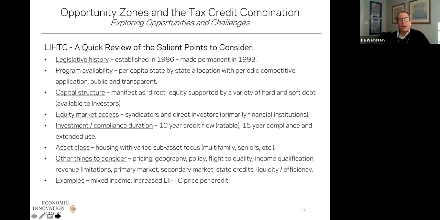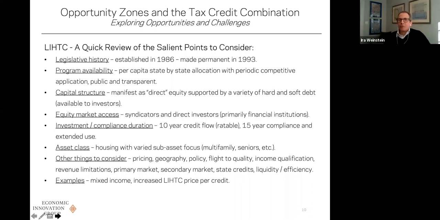Program availability, this one is unique to the others. It's a per capita state-by-state allocation, and it is competed within each state. The applications are pretty rigorous. The process is certainly public and transparent. And as a result, everybody's very familiar with who's in the space, who gets the awards when they're made. And I think it's pretty well known what projects are going on.